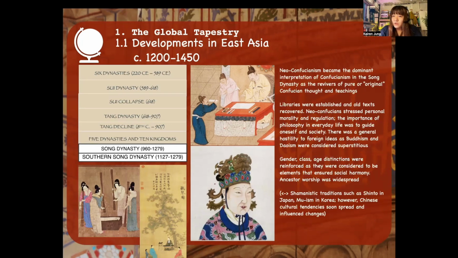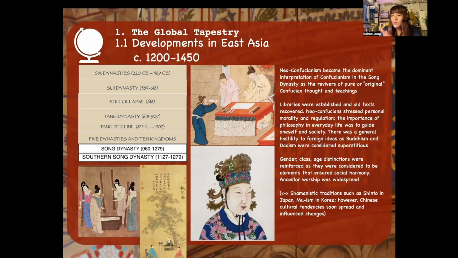What is Neo-Confucianism? It became the dominant interpretation of Confucianism in the Song Dynasty, and these were the revivers of pure Confucian thought. What is there to revive? Well, we're starting in media res, but remember, the history spans a long time, far before the birth of Christ. And so we're already looking at post-classical Song here. The libraries were established and the old texts were being recovered.